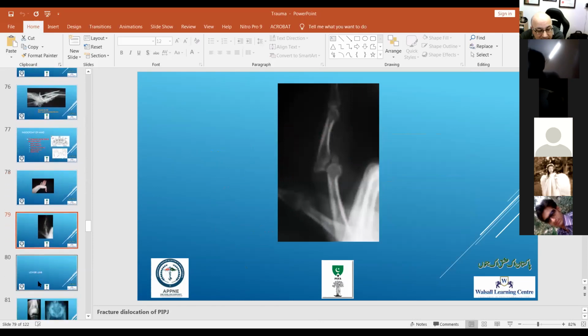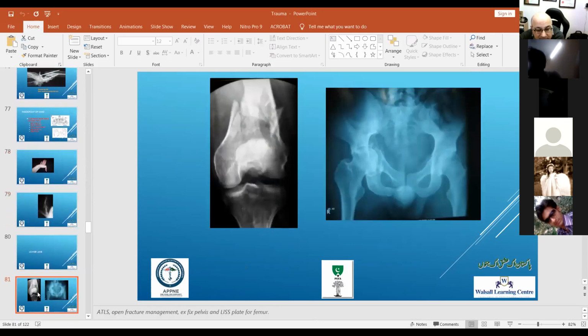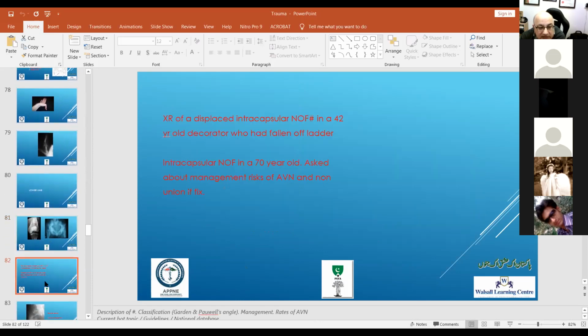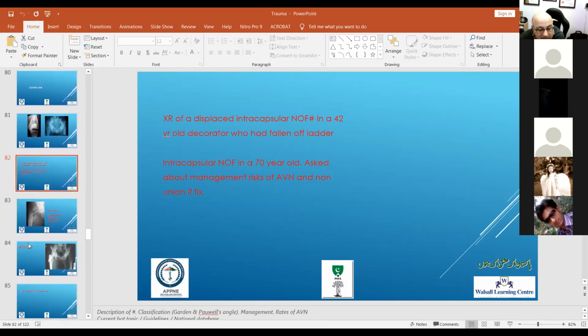Excuse me, sir. When we are approaching the radial head through the Kocher interval, yes, it is called the Kocher approach. Sir, do we need to explore the posterior interosseous nerve or not in this Kocher interval?